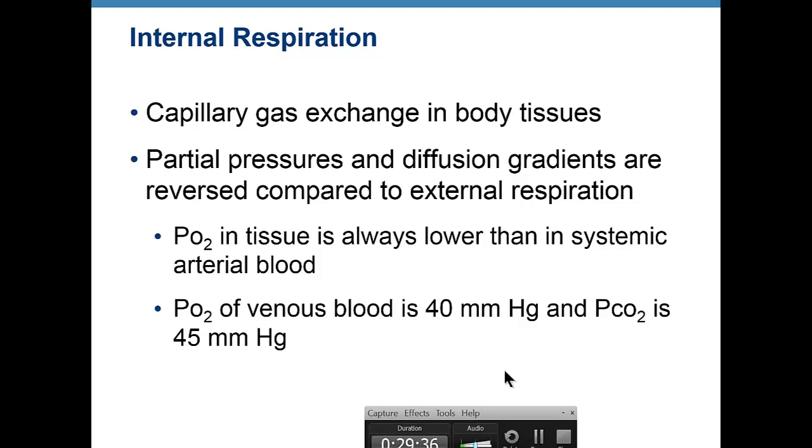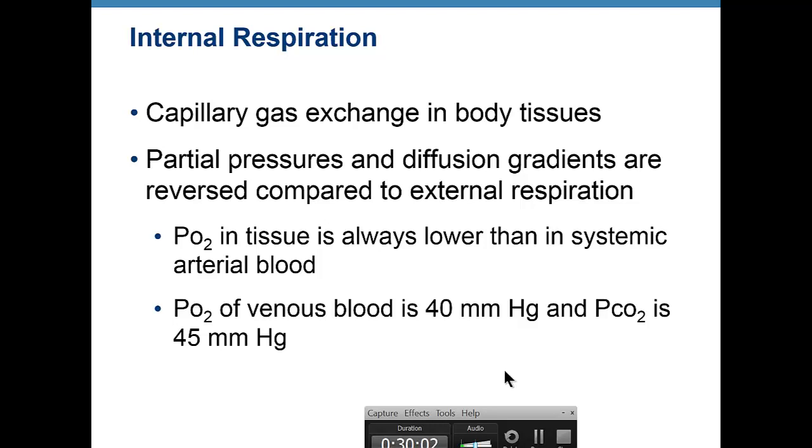So remember that internal respiration, so that's external respiration, what we just talked about. We just talked about what happens between the capillaries of the lung and the alveoli, things that can affect that. So we said PCO2 is going to do what? High PCO2 will what? Dilate the bronchioles, and high PO2 will dilate arterioles.